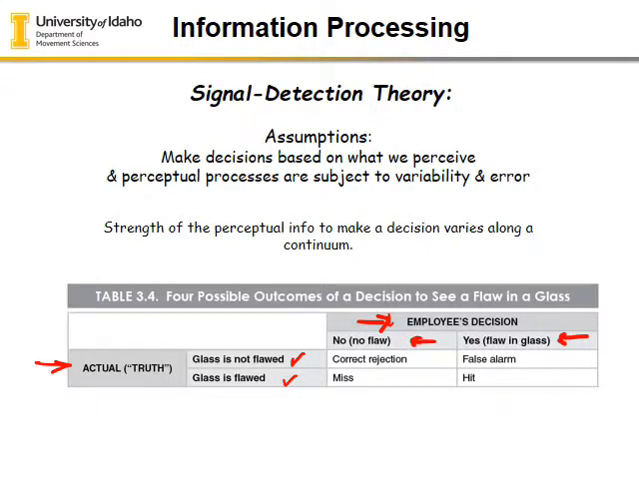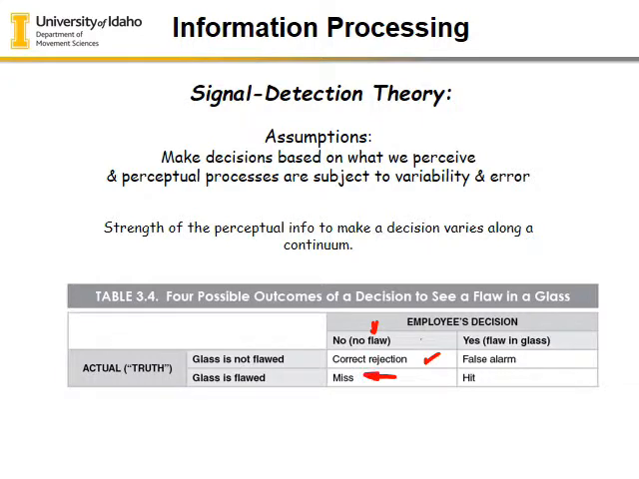And so again, when you look at this, as the glass comes down, the employee is going to say, I don't think the glass is flawed. And then as it comes down, if it's not flawed, then they let it go by, right? But if they say it's no flaw, the employee's decision, but it's actually flawed, they miss it. It goes through the process.